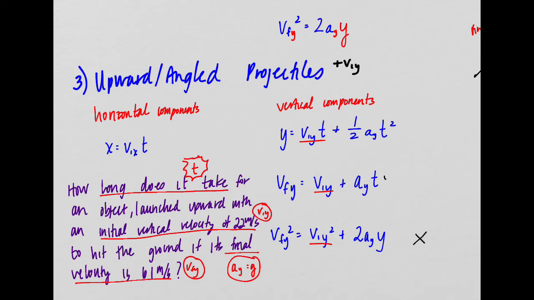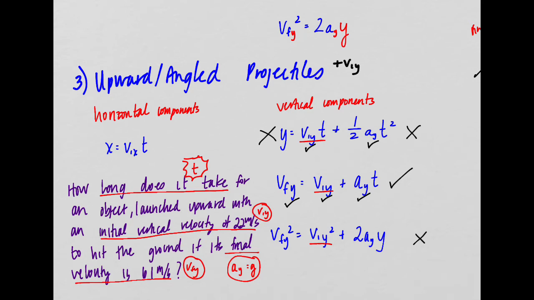So I'm stuck with using this one or this one. So I have to look at all the things that I have. This has a VIY, okay. This one has a VIY, okay. This one has an AY, good. This one has an AY, great. This one has a VFY. The first one does not have a VFY. I do not have a final velocity in that one. So therefore, I must use my second one.